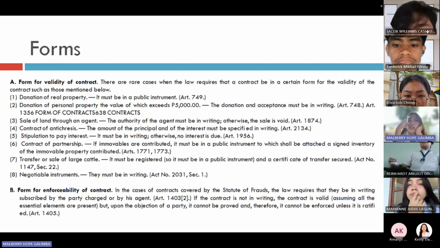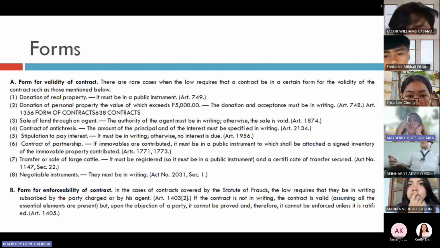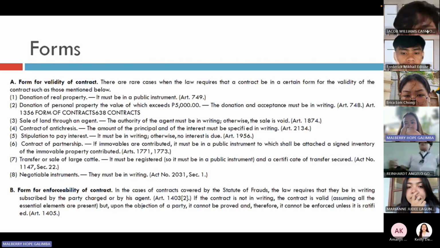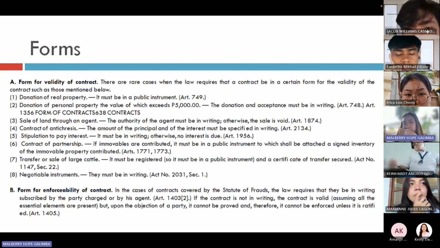Regardless of amount, as long as you donate a real property such as land, it must be in writing and it must be notarized. Third, sale of land through an agent. The authority of the agent must be in writing. It's not only the sale of land, but also the SPA, the special power of attorney authorizing an agent to sell or mortgage the land, must be in writing. Otherwise, the sale is void.